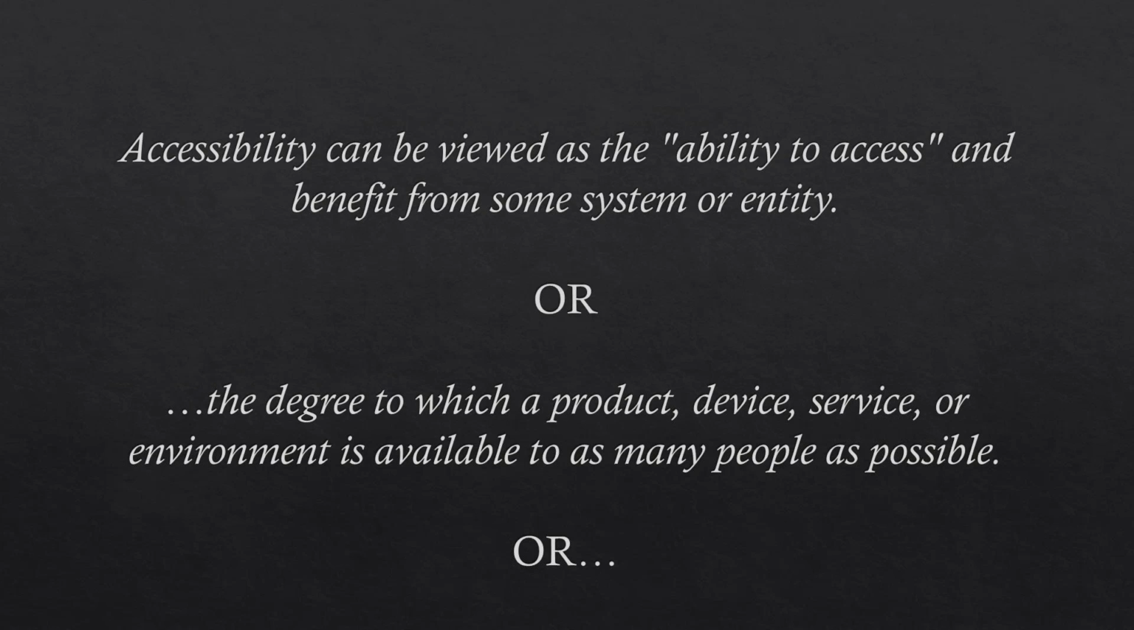So, a few definitions of accessibility. There are thousands of definitions really, but these two came to mind. Accessibility can be viewed as the ability to access and benefit from some system or entity. And a more common one is that accessibility is a measurement of the degree to which a product, device, service or environment is available to as many people as possible. Now, they don't mention the word disability explicitly there, but that's really a key part of accessibility: we try and make content accessible to as many people as possible, particularly people with disabilities who will otherwise have more than average difficulties accessing content.